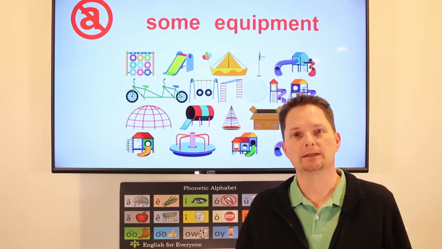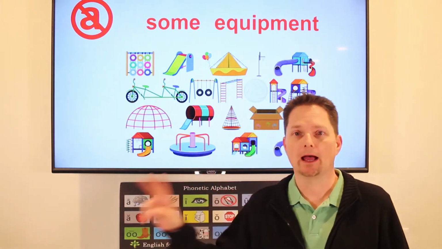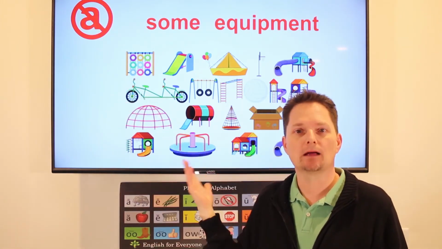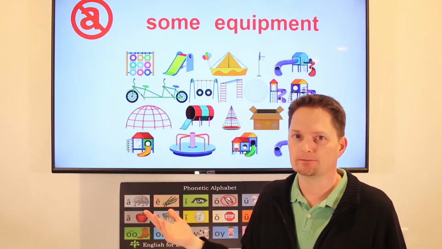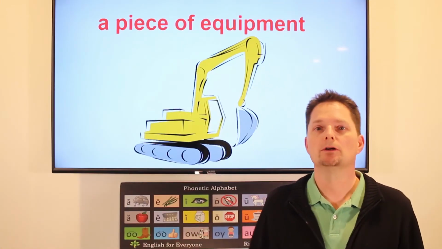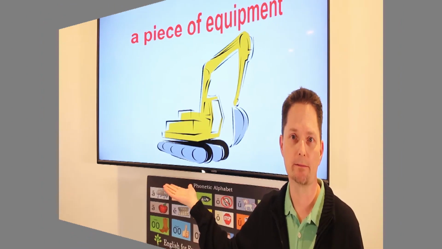Very good. Equipment is not countable. We cannot say 1 equipment and 2 equipments, and you cannot say an equipment or a good equipment. Some equipment is the best option. We have some playground equipment. If you need to count equipment, use a piece. This is a large piece of equipment.